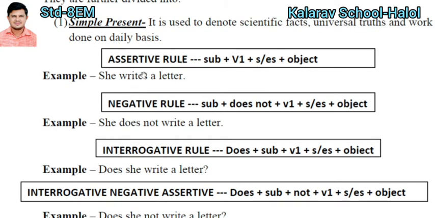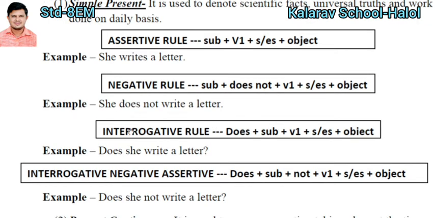If we are talking about the negative sentence in simple present tense, first of all the subject will come, then does not or do not will come. Do not and does not are used in simple present tense to show the negative sentence. Then verb number one, then the object. The same sentence in negative form: she does not write a letter. With I, we, you, they, you can use do, and with he, she, it, you have to use does. So with she you can use does not. She does not write a letter.